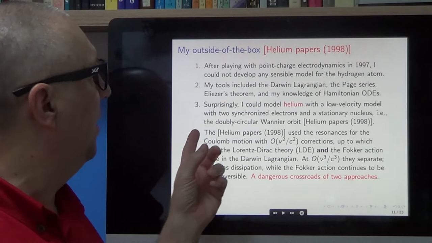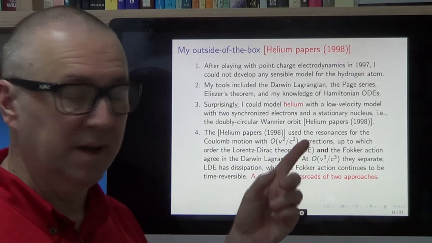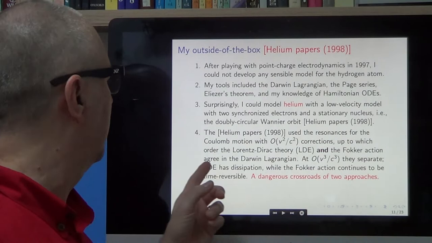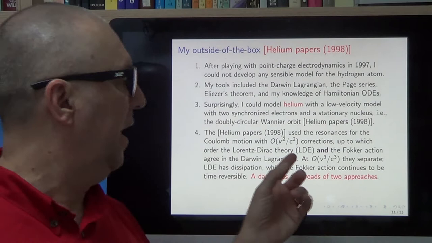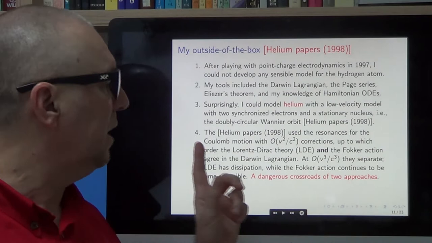The helium papers used the resonance for the Coulomb motion with order v squared over c squared corrections, up to which order the Lorentz-Dirac theory and the Fokker action agree in the Darwin Lagrangian. At order v over c cubed, they separate. The Lorentz-Dirac equation has dissipation, while the Fokker action continues to be time-reversible. A dangerous crossroads of two approaches.